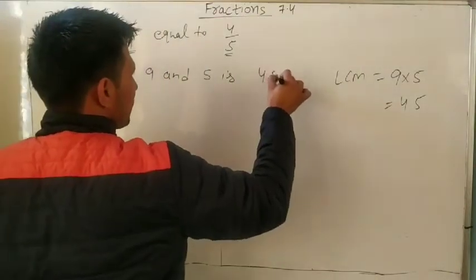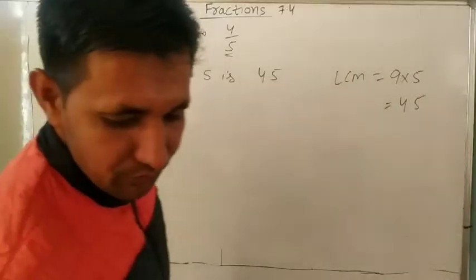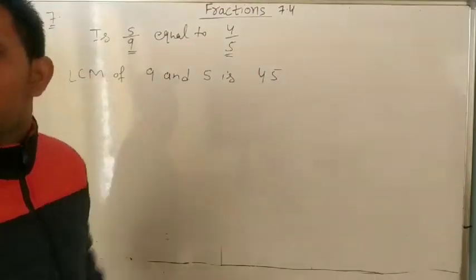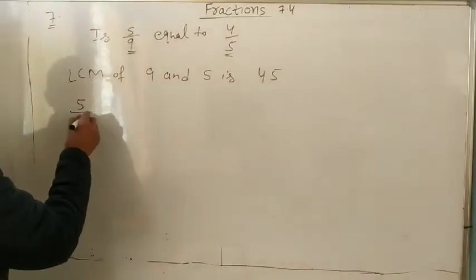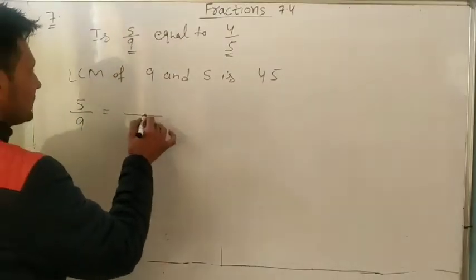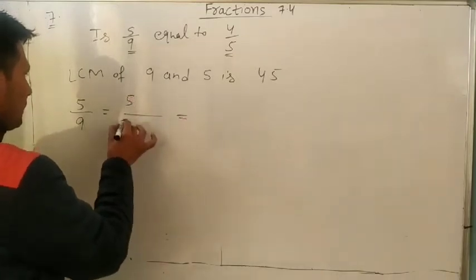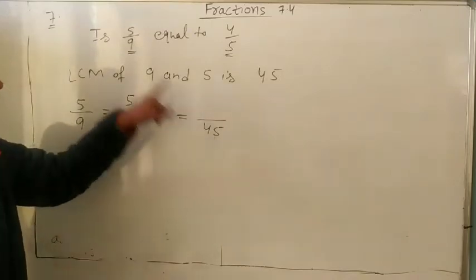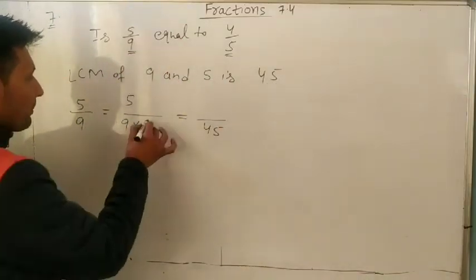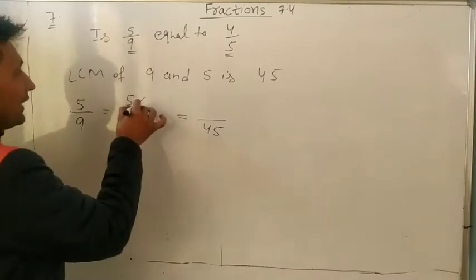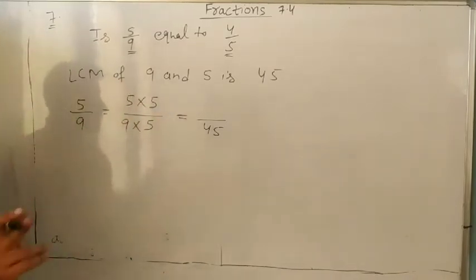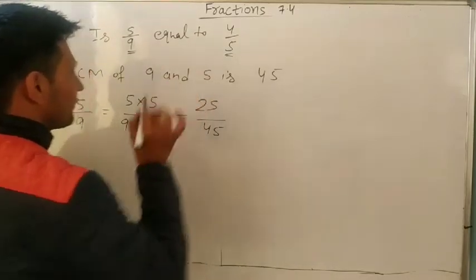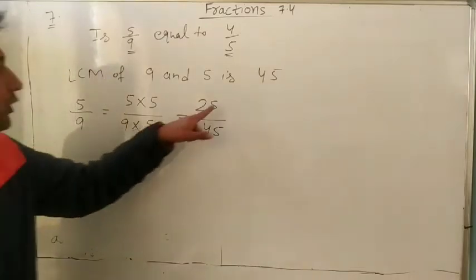So we have to make the denominator 45. For 5 by 9, what number do you multiply by 9 to make it 45? 9 into 5. In the numerator also multiply by the same number. Always multiply or divide the numerator and denominator by the same number. So 5 into 5 is 25. So 5 by 9 means 25 by 45.